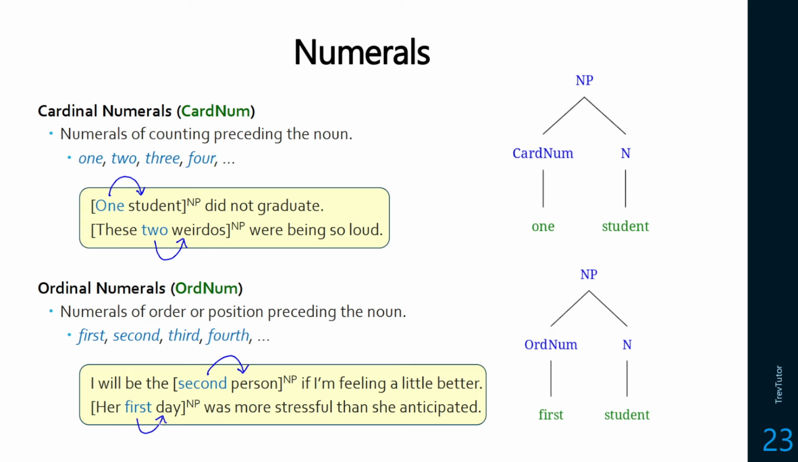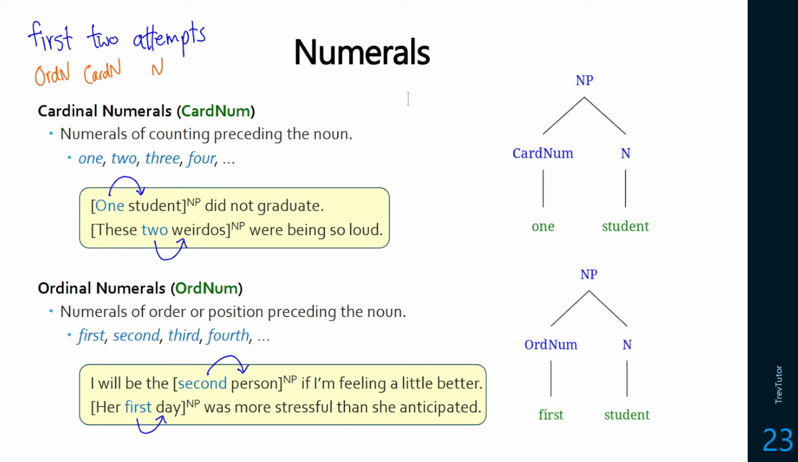So you can have multiple of these back to back. We could have something like, maybe we're talking about some sort of competition. There's a competitor, and the first two attempts that they're talking about. In this case, we have an ordinum, we have a cardinum, and then we have the actual noun itself. So those are two different types of numerals we see.